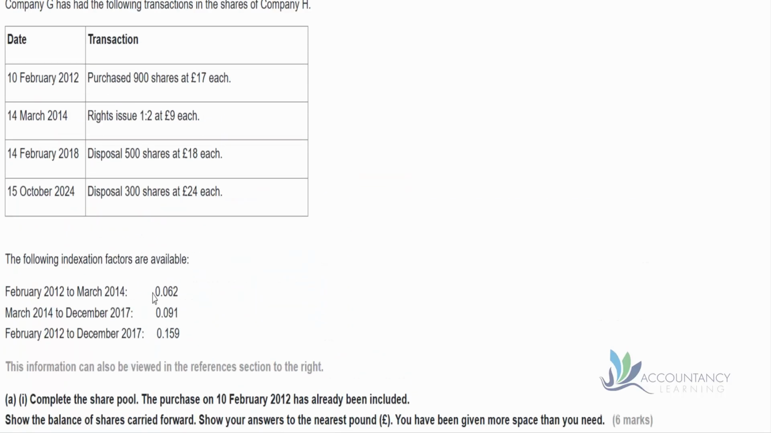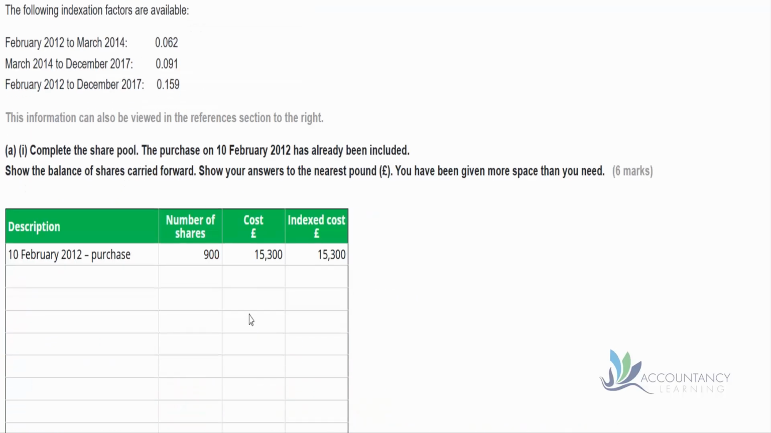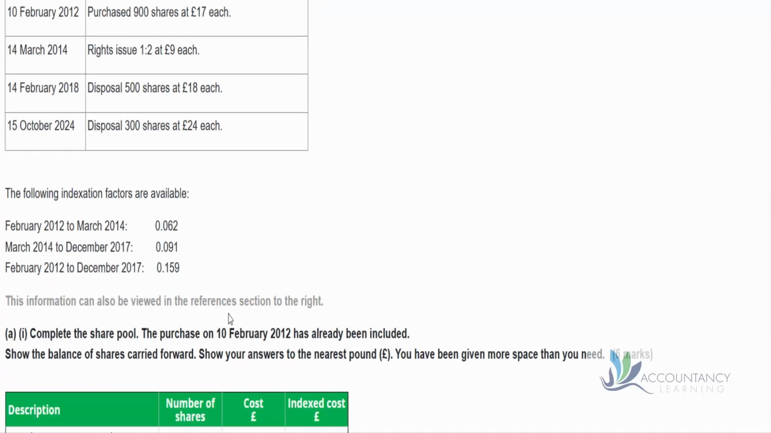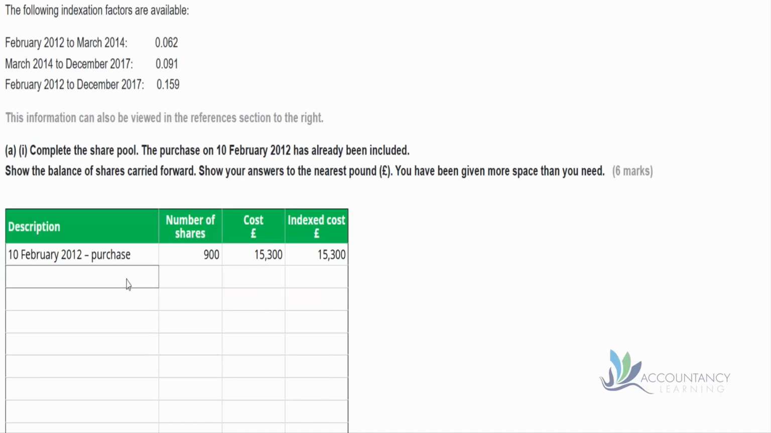So we're going to do it in chronological order. So we can see there's the 10th of February, purchased 900 shares at £17 each, and so that's the first transaction. And then on the 14th of March, there's a rights issue. So there's a transaction there, but what we're going to do though is indexation first. We're going to apply indexation from February 12 to March 14 using 0.062. So that's going to be our first line. So we have indexation. So it's going to be 0.062.